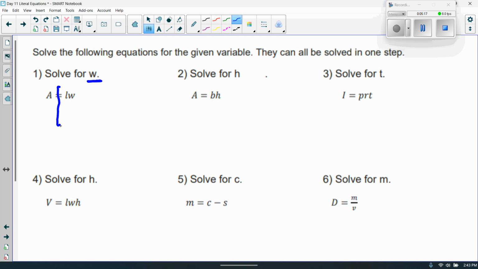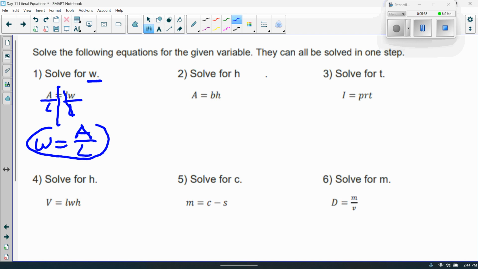An L. How do you get rid of the L? Well, if they're attached to each other, if you're multiplying by L, then you have to divide both sides by L. The L's go away, and you're left with W equals what? A divided by L. That's right, A divided by L.